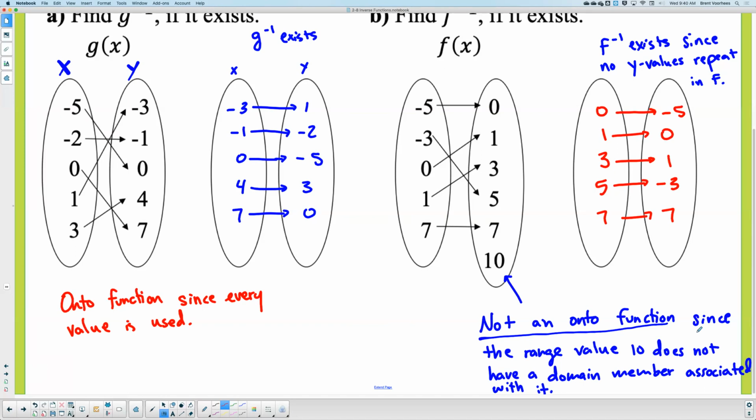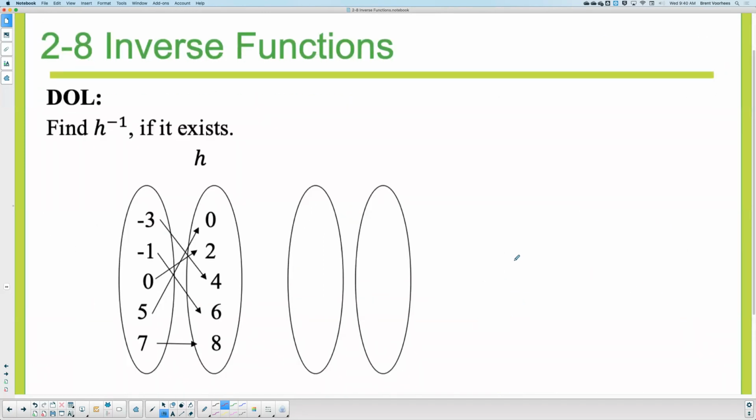Okay, now you have your first DOL. I'll give you a moment to do DOL number 1.